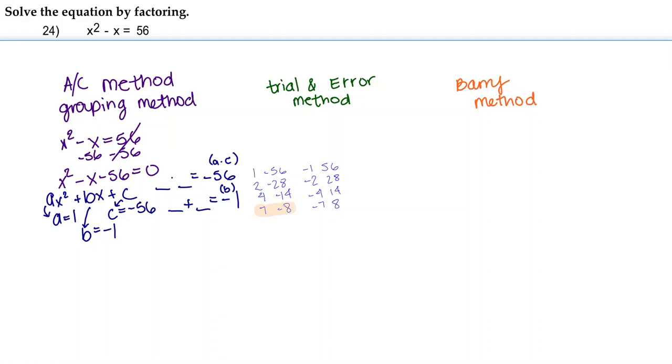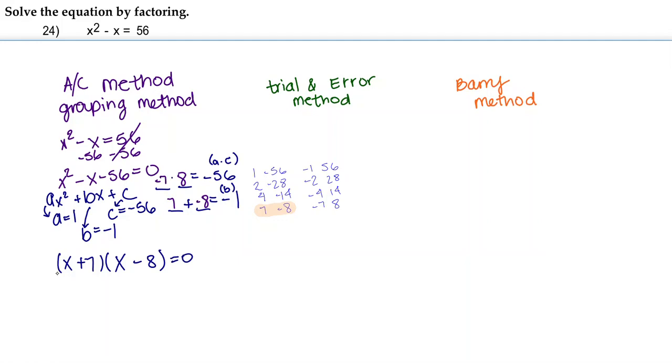So let's go ahead and plug those in appropriately. We have positive 7 and negative 8, and those are going to be our second values for our binomials. So we're going to have plus 7 over here, and negative 8 over here. Because this x squared has a coefficient of just 1, we're going to split that x squared into our binomials. So the factored version of x squared minus x minus 56 equals 0 is x plus 7 times x minus 8 equals 0.